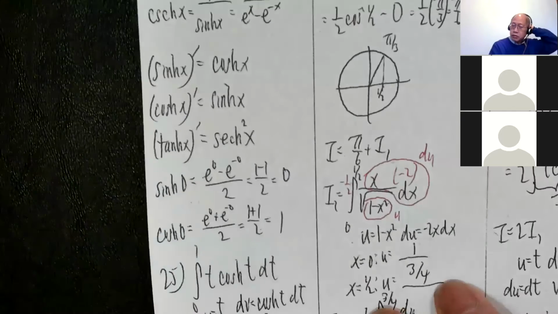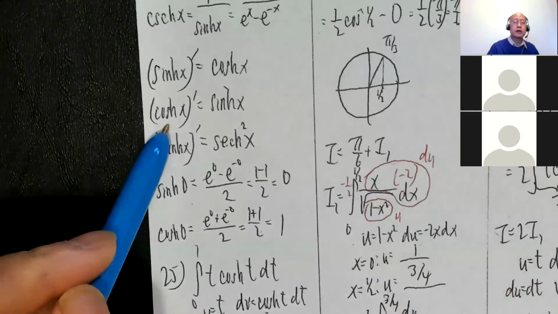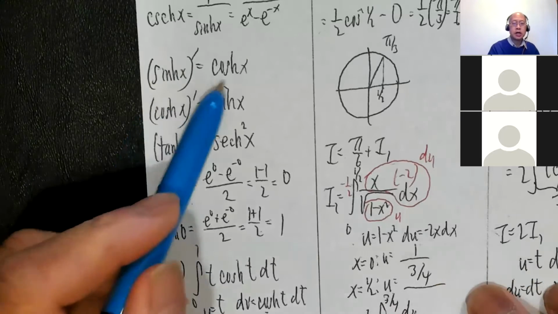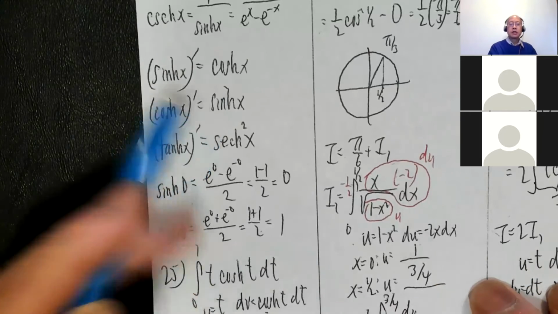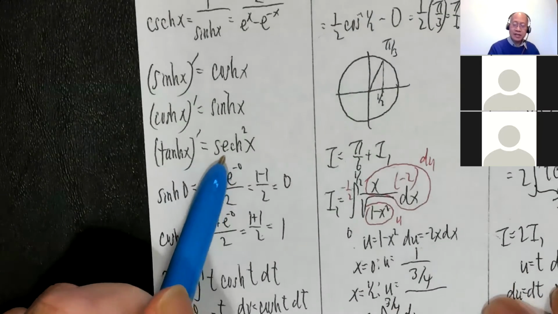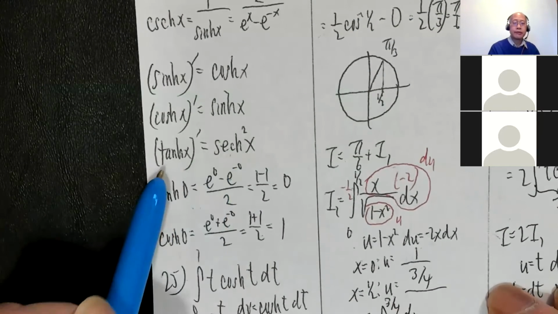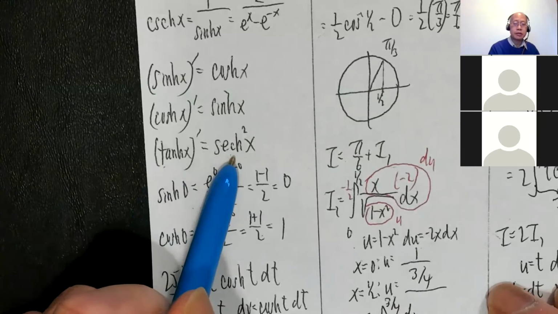And the only important derivatives, in my opinion, are that the derivatives of sinh and cosh are each other. Derivative of sinh is cosh, derivative of cosh is sinh. And derivative of hyperbolic tangent is hyperbolic secant squared. That's almost exactly like trig, right? In trig, derivative of tangent was secant squared. So derivative of hyperbolic tangent also turns out to be hyperbolic secant squared.